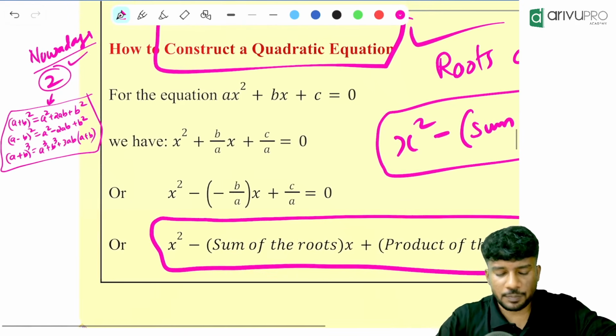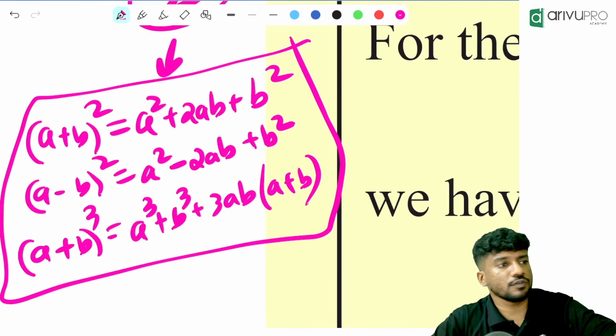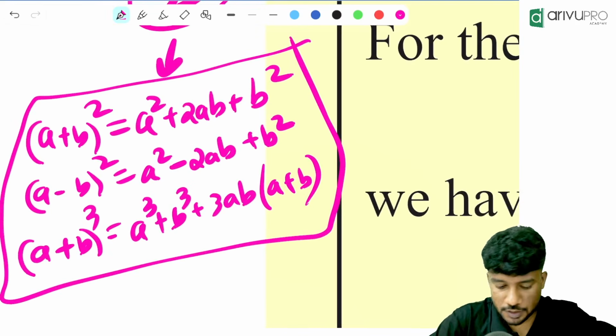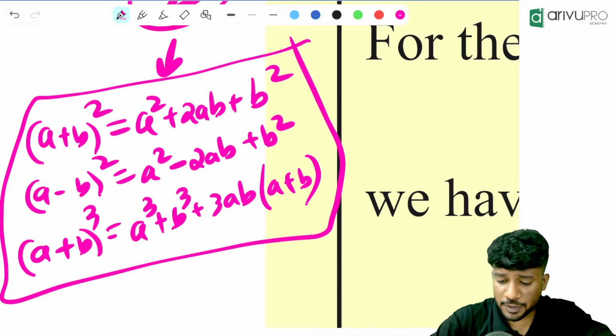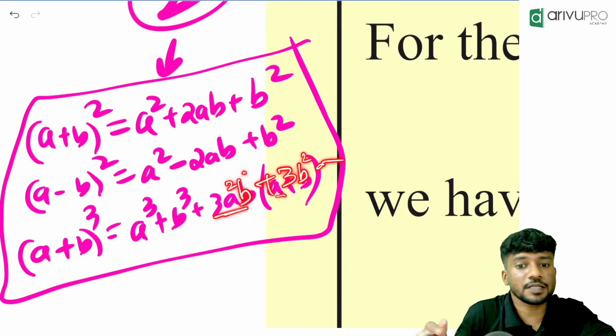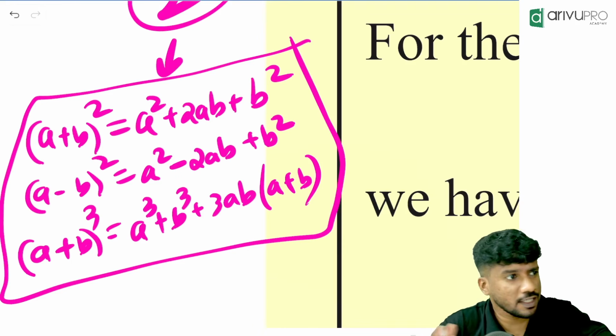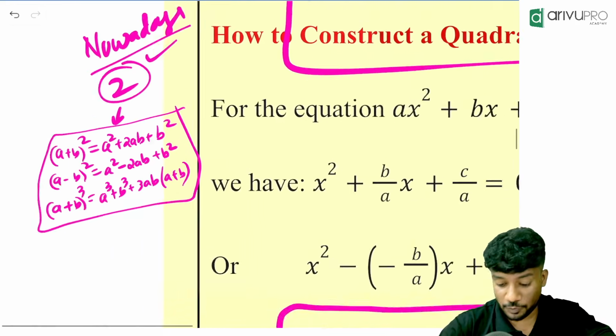Now we will start, people, with our first question. Once you complete it, you tell me, so that we will go for the first question. Sometimes you would have studied it in school like this: 3ab into a plus b will become 3a square b plus 3b square a. Sometimes you would have studied that way. That is fine, because we will study it this way. I'll tell you the reason in a few minutes.